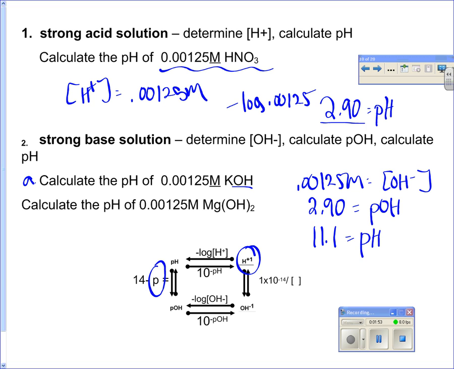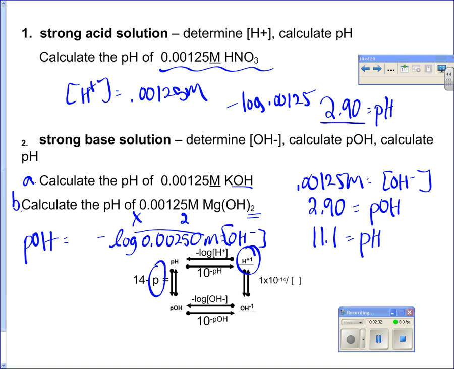Now, in example B, though, notice that I have a strong base, but it's got 2 hydroxides. So in this case, I have to double the concentration. If I multiply this by 2, I get 0.00250. So that's going to equal my OH minus concentration, which is going to make it a little bit more basic, because when I take the minus log of that number, I get 2.6. I'm jumping ahead. So I know that the pOH is going to equal 2.6.